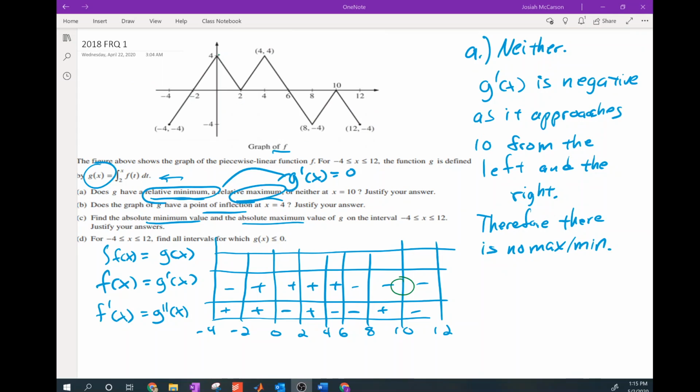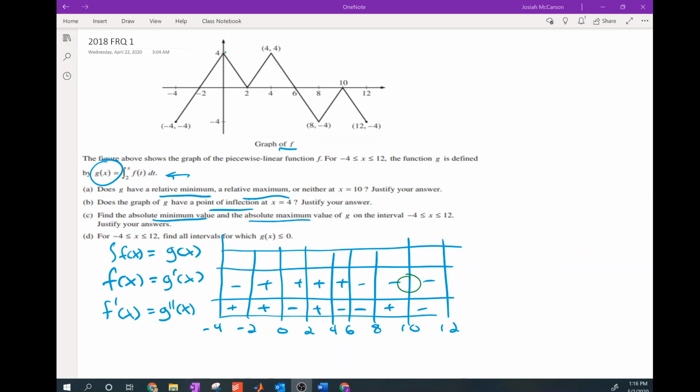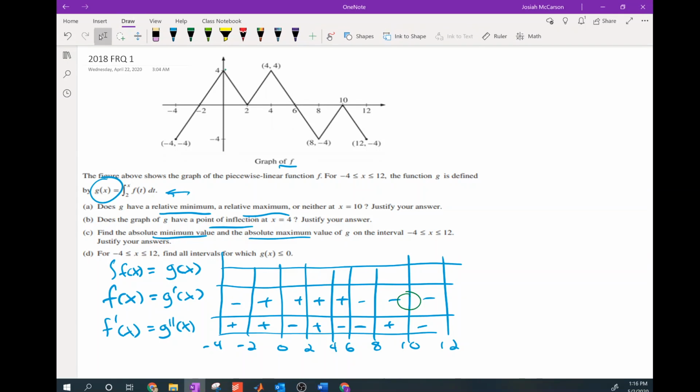It's a good place, again, you can pause it if you want to examine it, but I'm going to get started on question B in 5, 4. So, question B, does the graph of g have a point of inflection at x equals 4? Justify your answer. So just as before, we need to know what information we need to find a point of inflection. Well, a point of inflection for g means that we are looking at g double prime of x equal to 0.